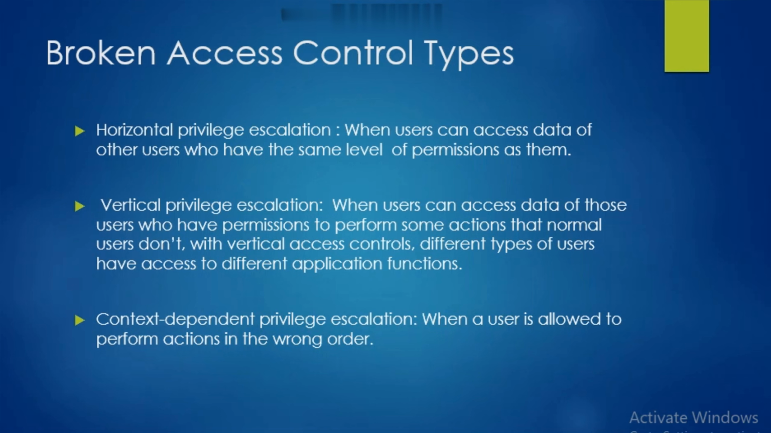Context-dependent access control is when a user is allowed to perform actions in the wrong order. For example, after buying items from an e-commerce website, a user should not be allowed to modify his or her shopping cart. Context-dependent access control doesn't allow a user to change the items after payment, but if it is broken, then the user will be allowed to make changes.